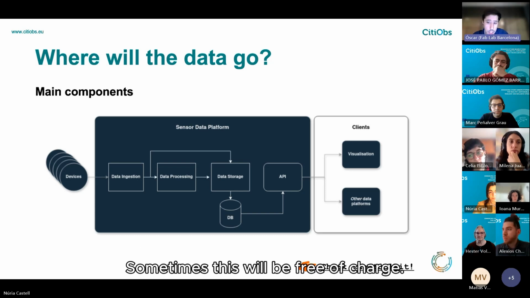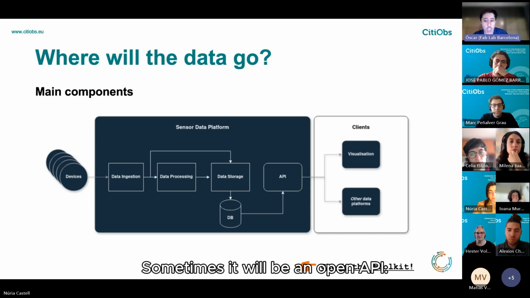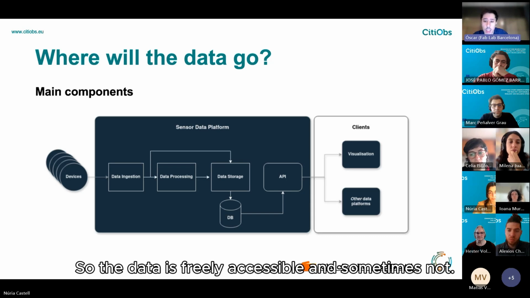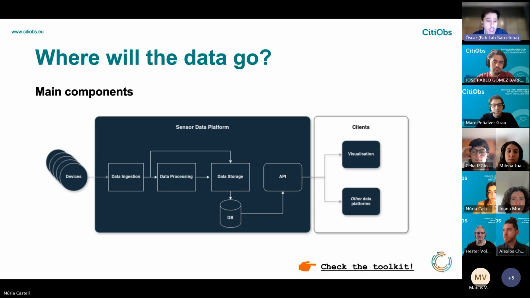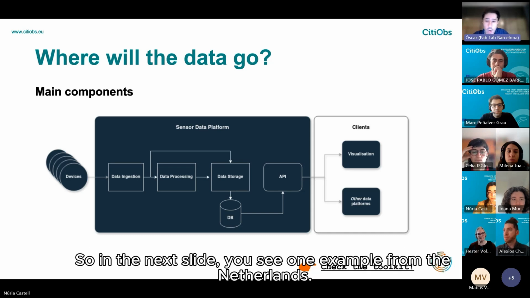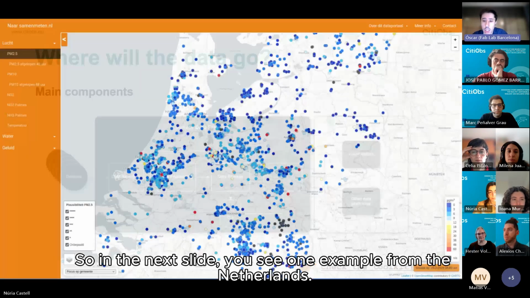Sometimes this will be free of charge. Sometimes it will be an open API, so the data is freely accessible. And sometimes not. Sometimes you have to pay, or there might be licenses that apply. But typically, you will have a way to access the data and visualize it. So in the next slide, you see one example from the Netherlands.